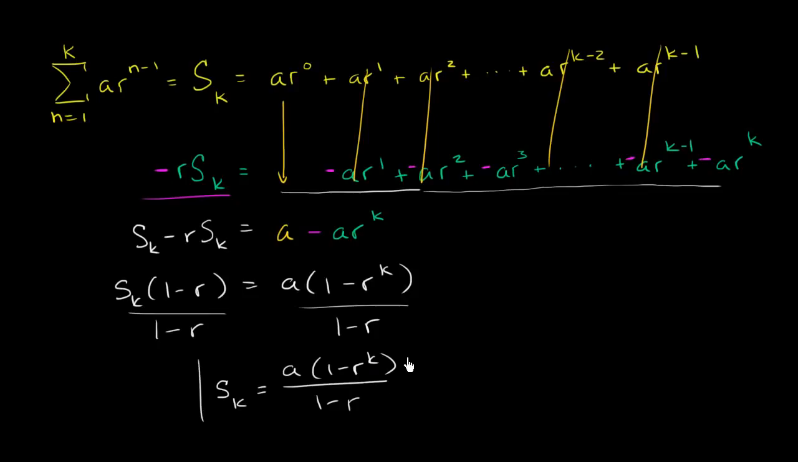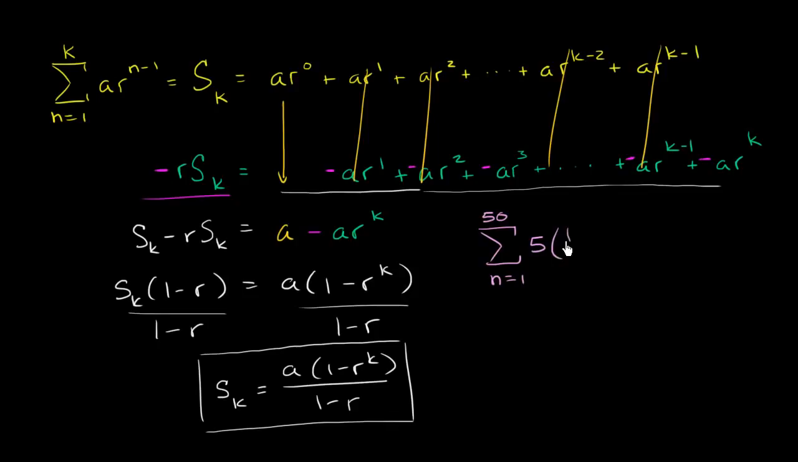This is a very, very cool result. Because someone might ask you, what is the sum from n equals 1 to n equals, let's say, 50 of, let's say, 5 times 1/3 to the n minus 1? So in this case, our k is 50. A is 5. Our common ratio is equal to 1/3.